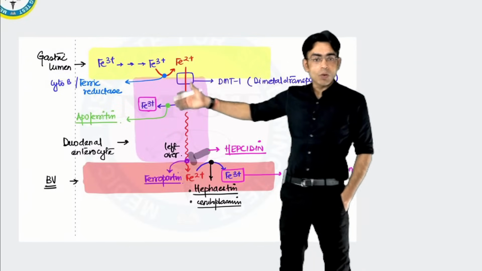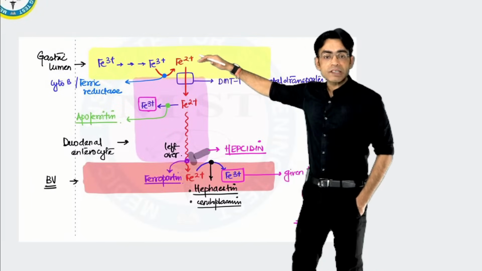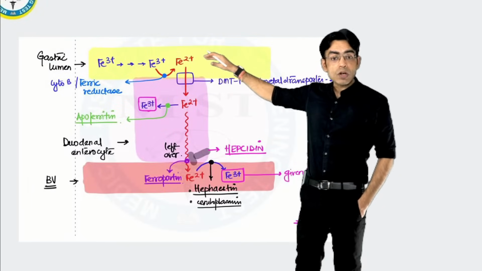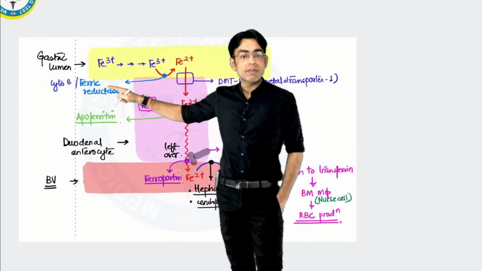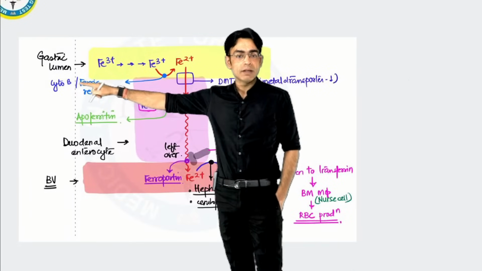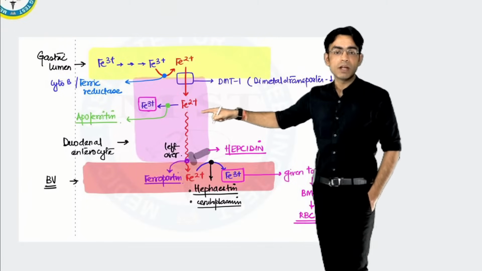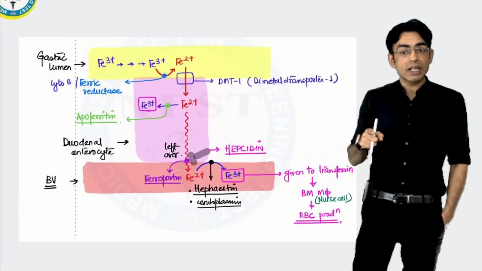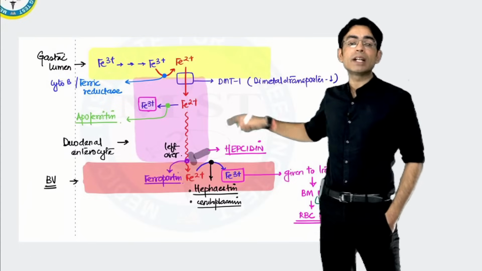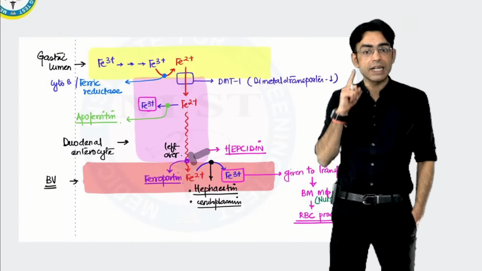So now duodenum wants this iron, but it cannot come. So first it has to convert into ferrous. Who is going to convert it? It is getting converted by ferric reductase or cytochrome B. So when you are converting it into ferrous, now this ferrous can go into the duodenum. But what is the molecule required? It will go with a car. What is the molecule? Divalent metal transporter 1, DMT1.